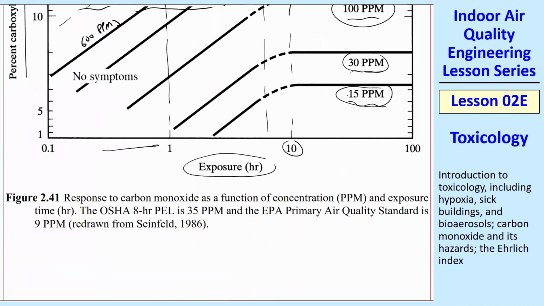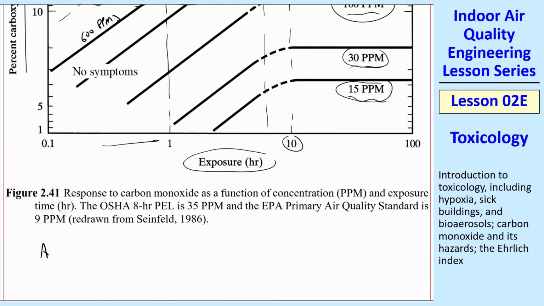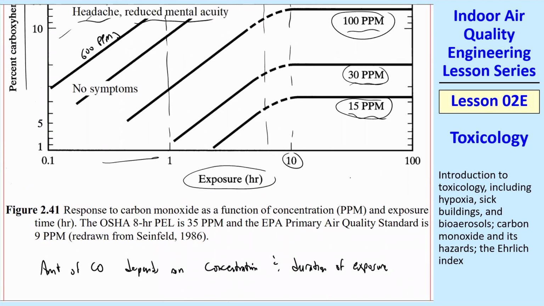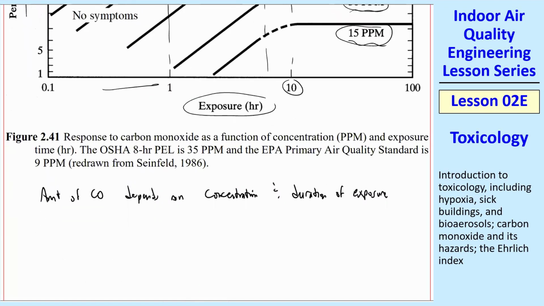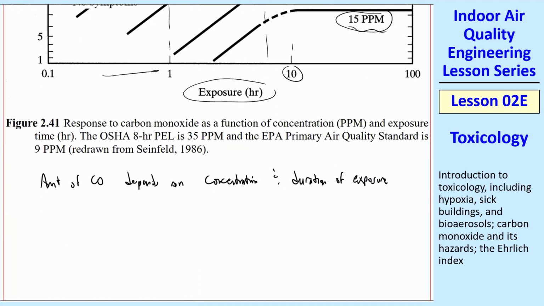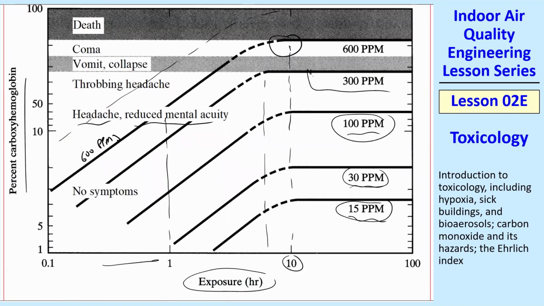So the takeaway here is that the amount of CO depends on two things: on the concentration, that's the ppm, these curves, and the duration of exposure. And those combined are what we call dose. A small ppm for a long time can be as bad as a big ppm for a short time. So that's how carbon monoxide can kill you.